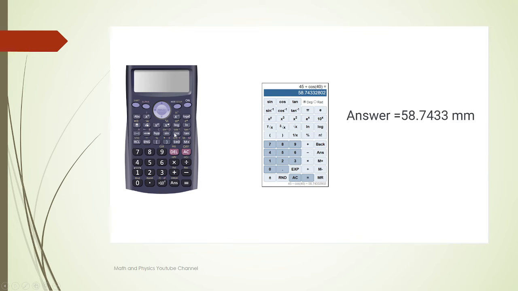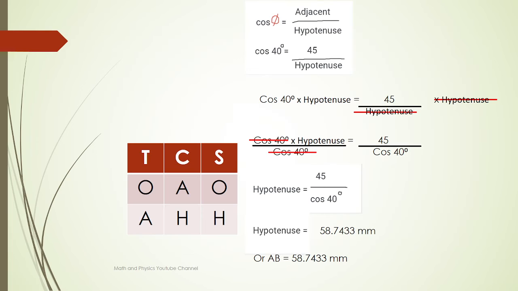Alright, so here we have an image of a calculator, and this is how we would work it out. We would have 45 millimeters, you don't need the millimeters, divided by cos. So you press the cos, then you type 40, and then you press equal, and you get 58.7433, right? Millimeters. That would be the answer. This is how you would show the work in an exam.